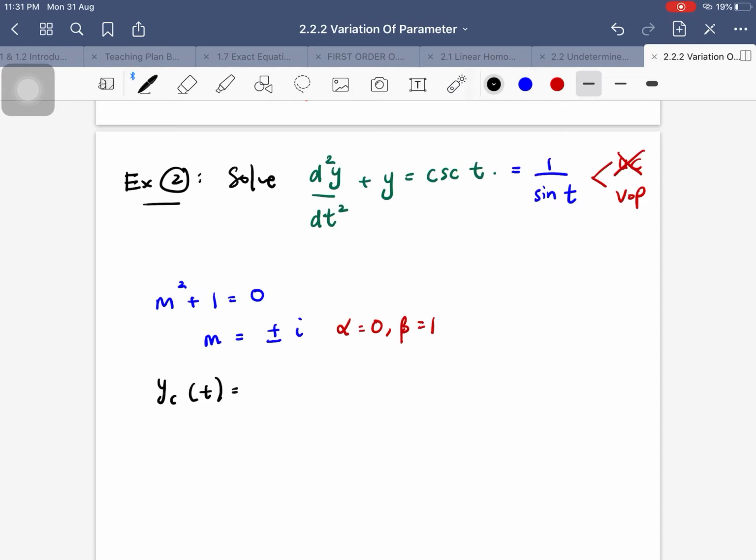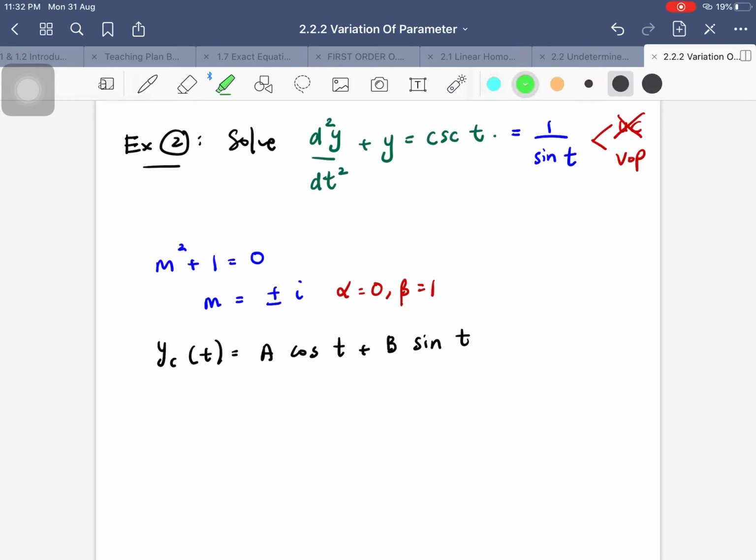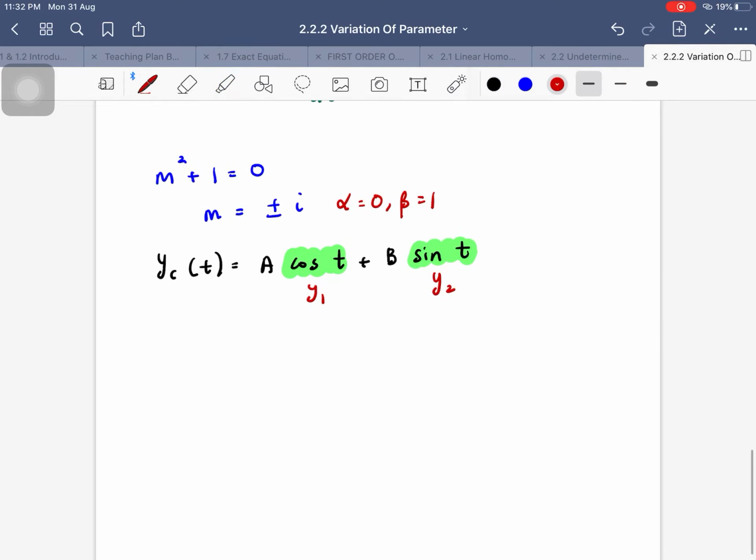So I'm going to get yc of t equal to exponential of 0t, that is going to be exponential of, this is going to be 1, then I'm going to have a cos of 1t, so plus b sine of 1t. So that is going to be my yc. So it's going to be a cos t plus b sine t. And of course, from here right away, we can identify y1 and y2. So my y1 is going to be given by cos of t, and y2 is going to be given by sine of t. So I'm going to proceed to step number 2.